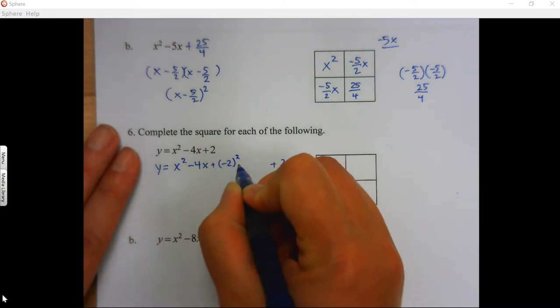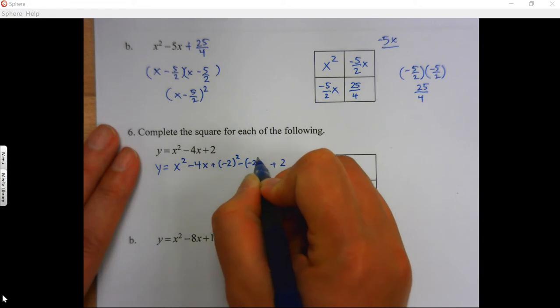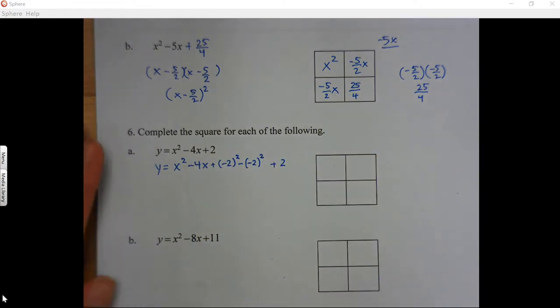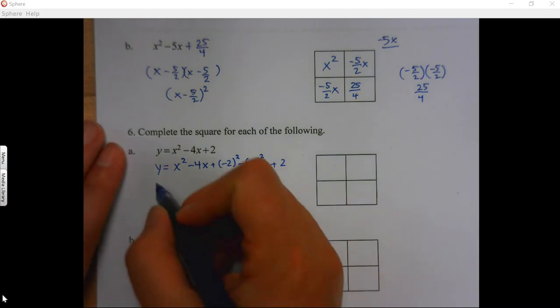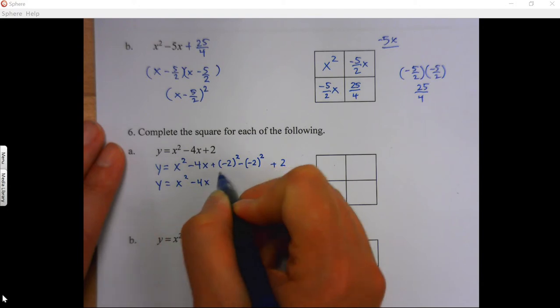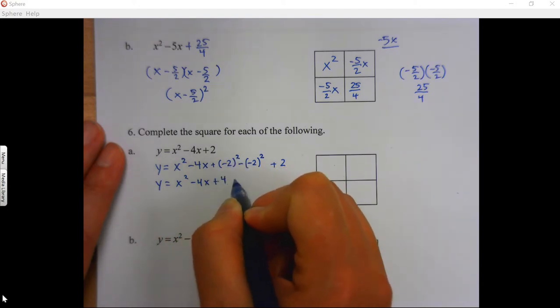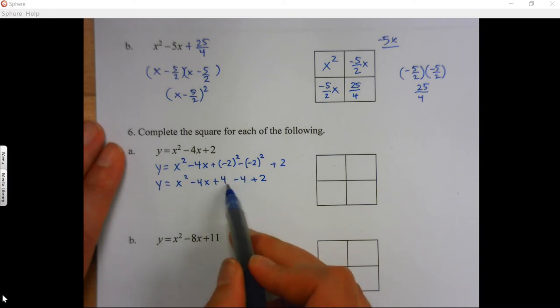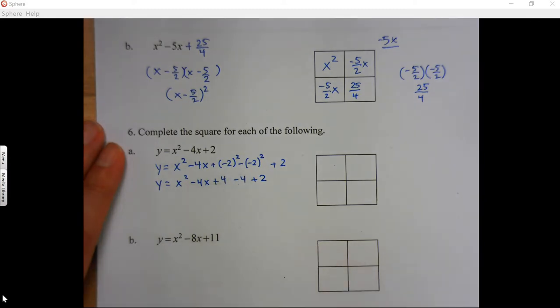I'm squaring it, and I need to add and subtract it so that I have not changed the value of the equation that I have. I've just inserted some extra stuff to help me. I have y equals x squared minus 4x. I'm going to simplify this now to a plus 4 and a minus 4 plus 2. So you can see that I have added in a 0 in here, so I have not changed the value of the equation.